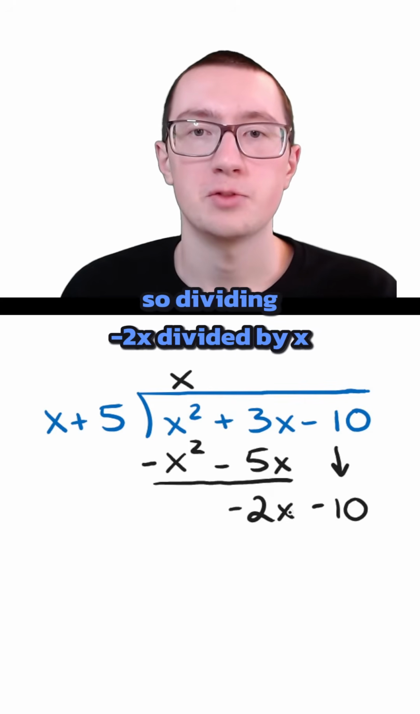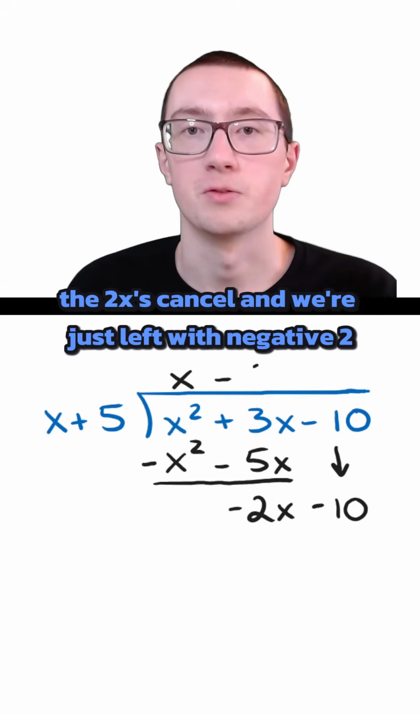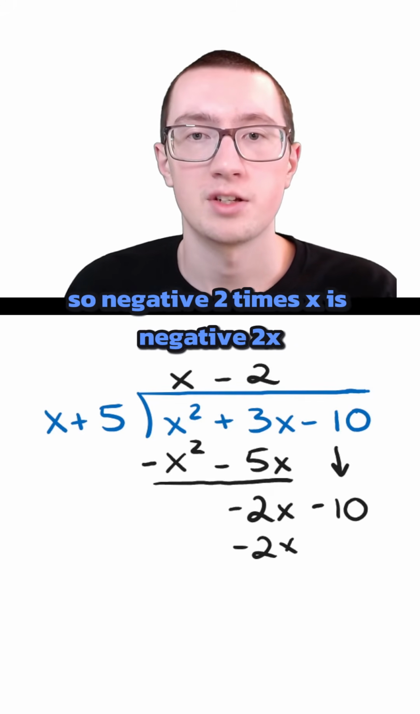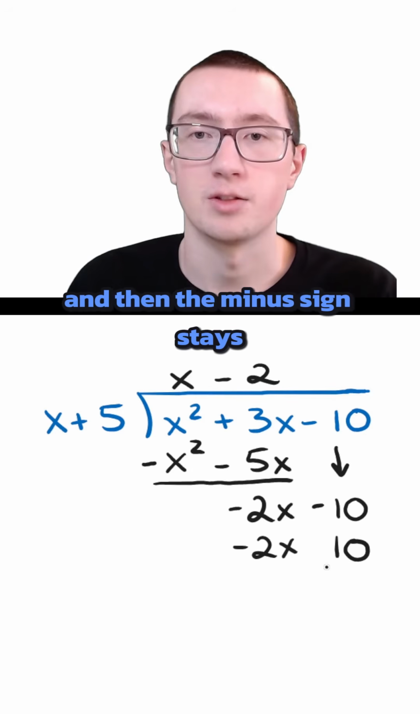So dividing, negative 2x divided by x. The x's cancel, and we're just left with negative 2. Then we multiply. So negative 2 times x is negative 2x, and then negative 2 times 5, 5 times 2 is 10, and then the minus sign stays.